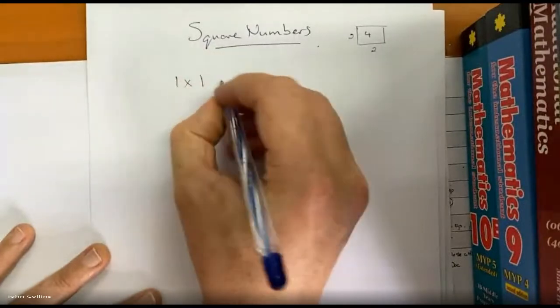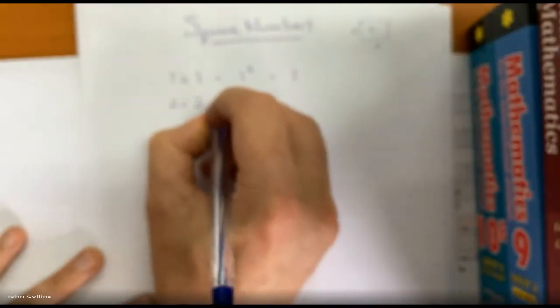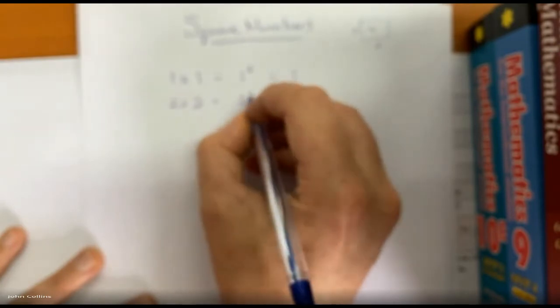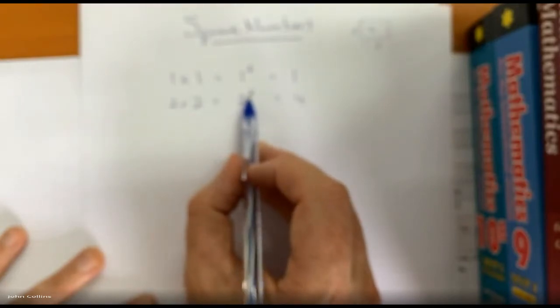So 1 times 1 is a square number. It gives me a square number. It is 1 squared, number by itself, which is 1. 2 times 2, 2 squared, which is 2 times 2 is 4. So this little 2 refers to squaring a number.